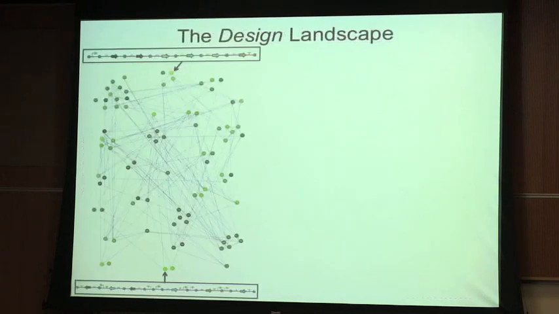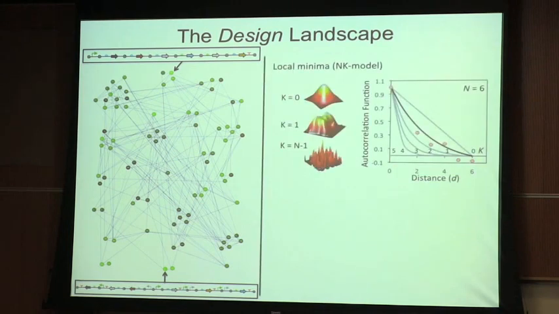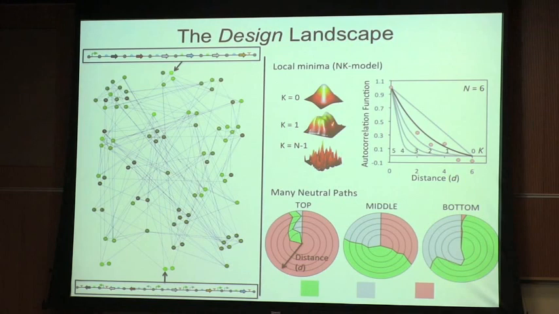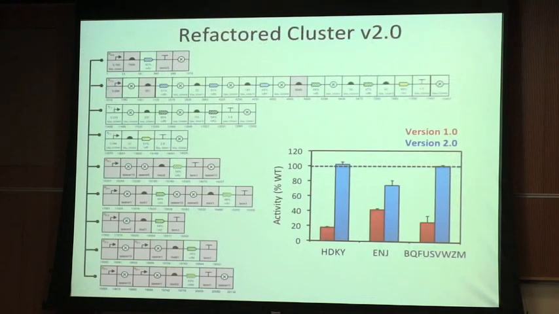And we can be very quantitative about it. I won't really go into it, but this is showing a map of each construct where lines indicate similar constructs, and just showing that if we map out the space, we see high activity shown in green spread out throughout the region. So when we went in, we then had an improved cluster where everything shown in red is an improvement. And you can see this divided up where the HDK portion got up to 100%, the BQF, USV, WZM is up to 100%, and the last bit of ENJ was a bit of an issue.